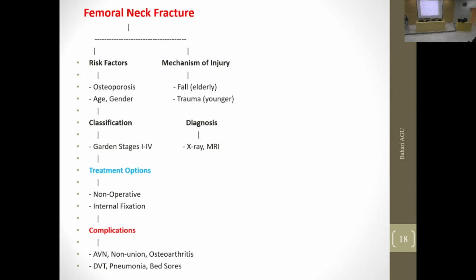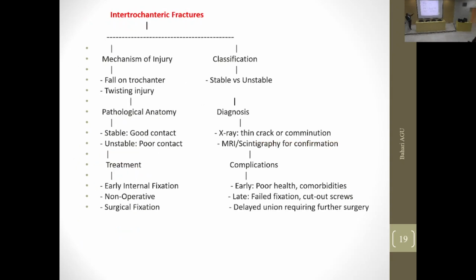Mechanism of injury: in the elderly it is always a fall, for example at home. In young people, to get a fracture in this area, because the bone is very strong, you need high energy trauma. Diagnosis is X-ray and MRI. Also if you compare with the intertrochanteric mechanism of injury, it is a fall on the trochanter, but here you need twisting forces and high energy force.